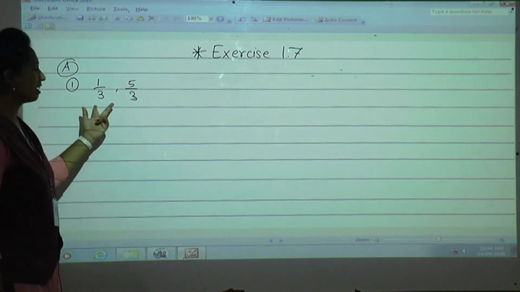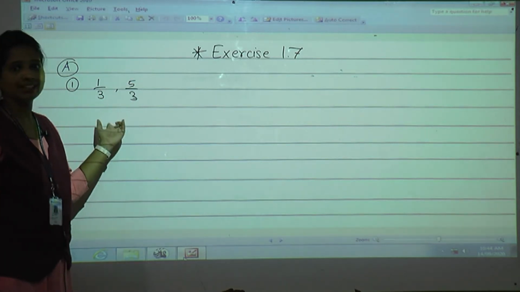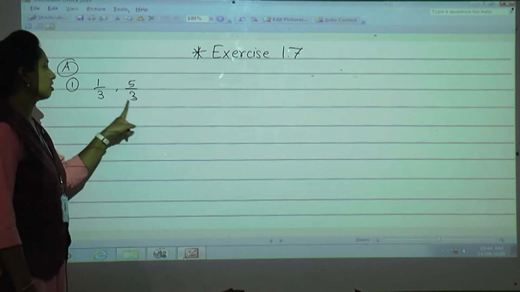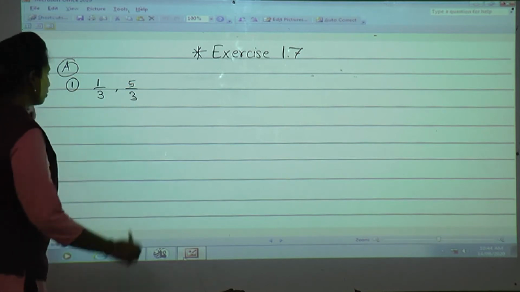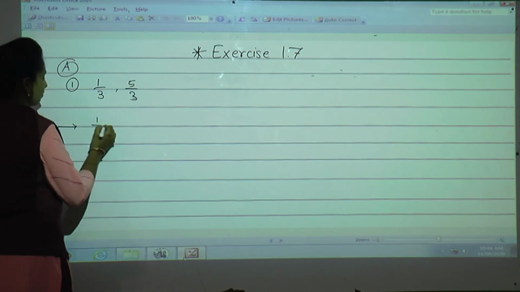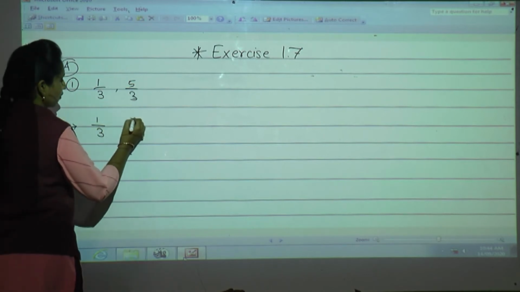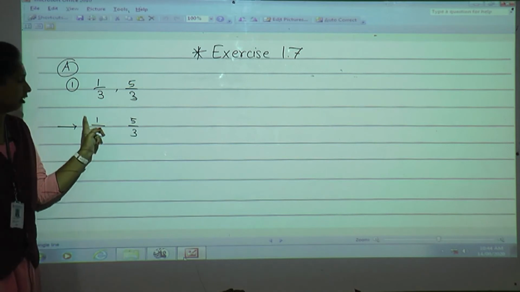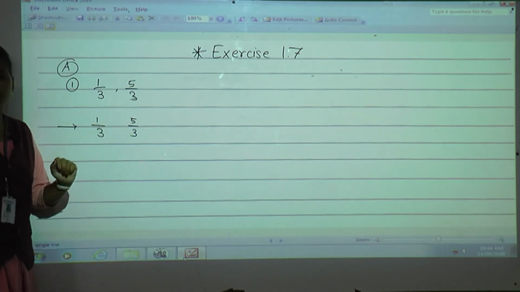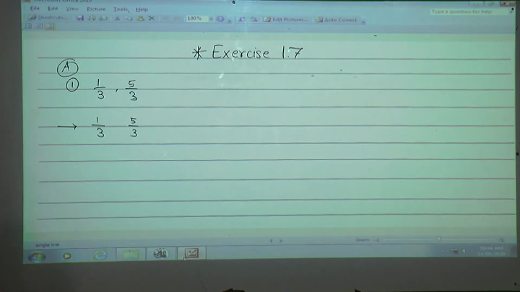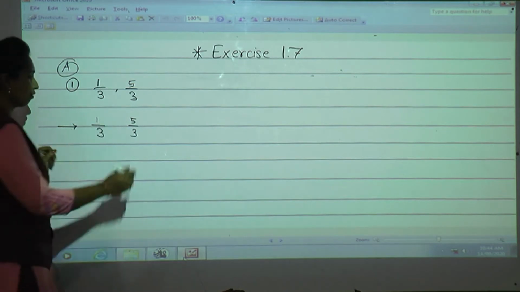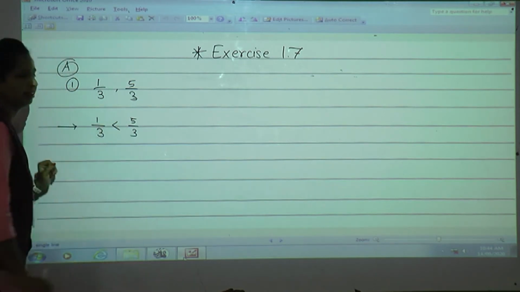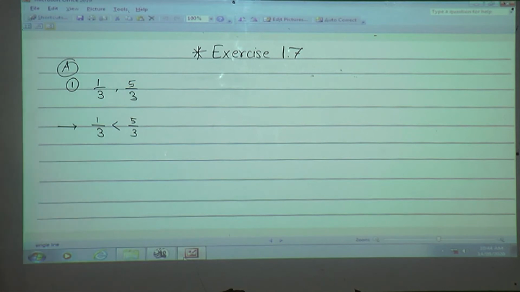So these are what? Like fractions. Why are these like fractions? Because the denominators are the same. So it is very easy to compare. When the denominators are the same, we can compare easily. Now see the numerator, which is greater? 1 or 5? Yes, tell me. Of course 5 is greater, so where does the arrow go? This side. Understood? Yes. Now I will solve the next example.